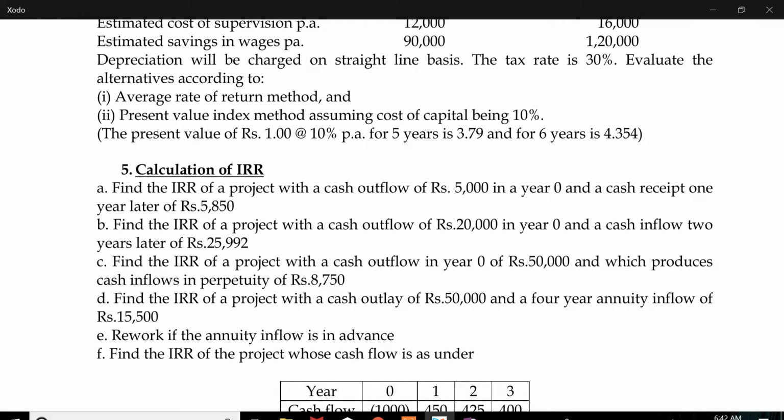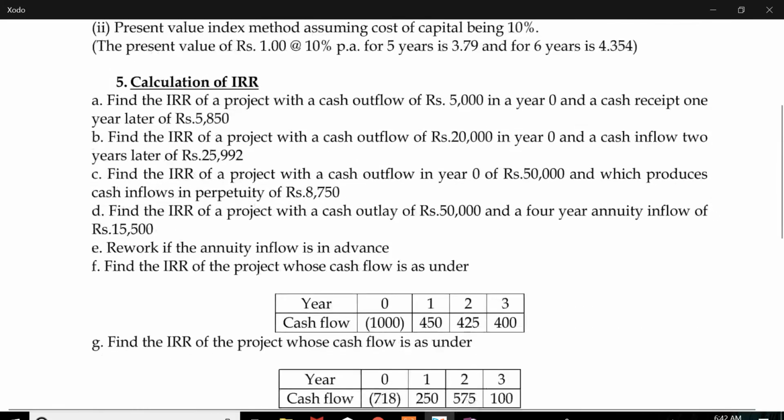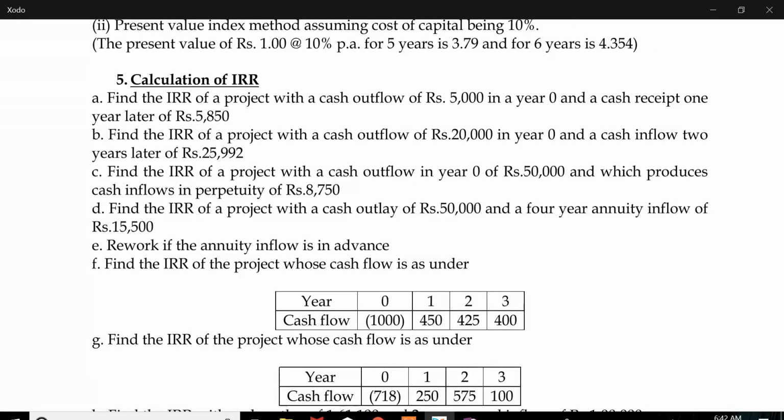Next point. In this problem, savings in wages and scrap will be treated like incremental revenues. Clear?